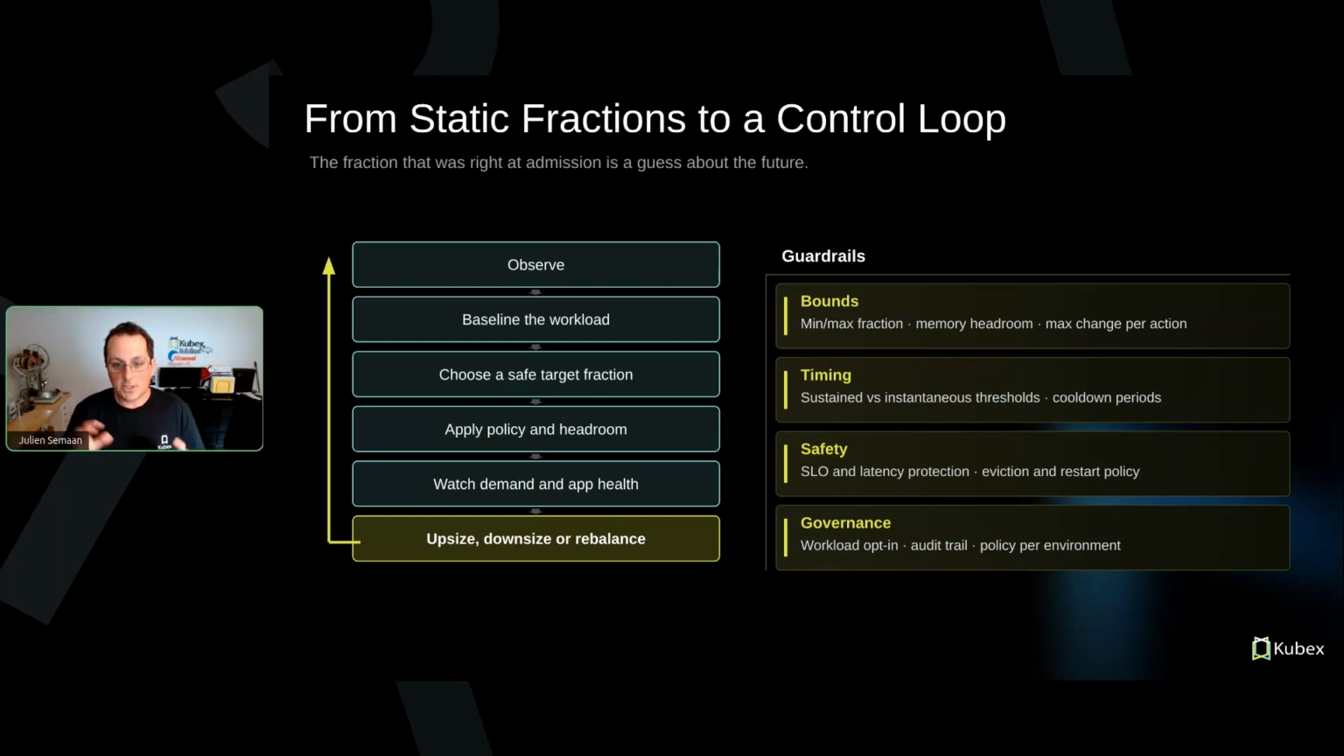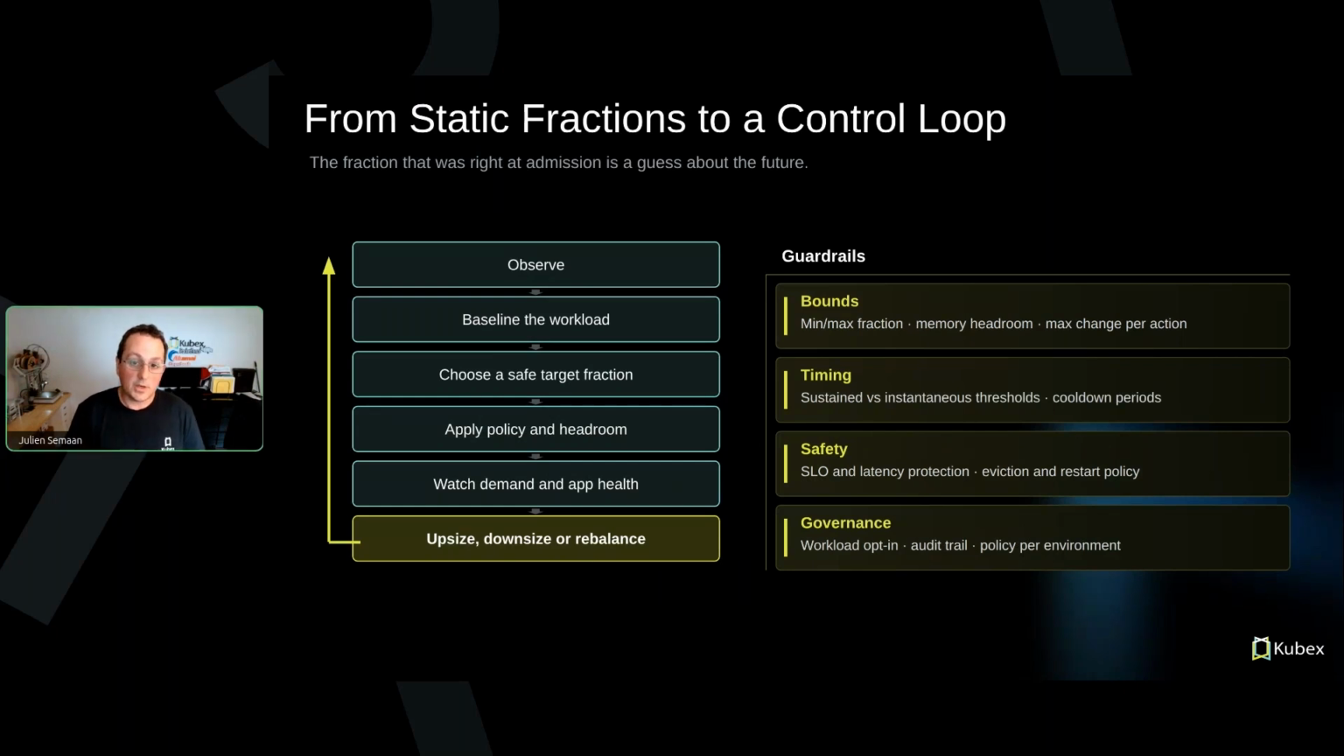Fraction management needs to happen in a control loop instead of being a one-off thing. We observe the workload, we establish the baseline, we choose a safe target, we add headroom, and then we continue watching both GPU demand and application health. So then when the evidence is strong enough, we can start upsizing or downsizing to rebalance the resources for the workloads so that it stays representative of the real usage.